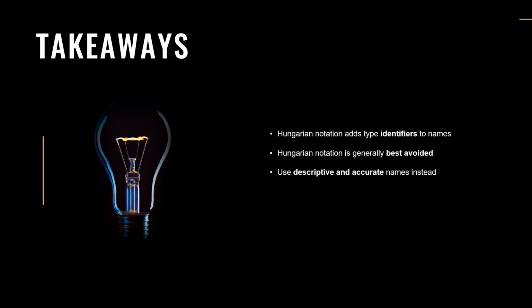Now let's summarize the key takeaways from the last module. Here's what you should remember and apply in practice to write better code. Hungarian notation is a naming convention that involves adding type identifiers to the names of variables and other elements in a program. It is generally best to avoid Hungarian notation, as it can make code less readable, misleading, and outdated. Instead of using Hungarian notation, use descriptive and accurate names for your variables and elements. Just use the features of modern IDEs and programming languages.